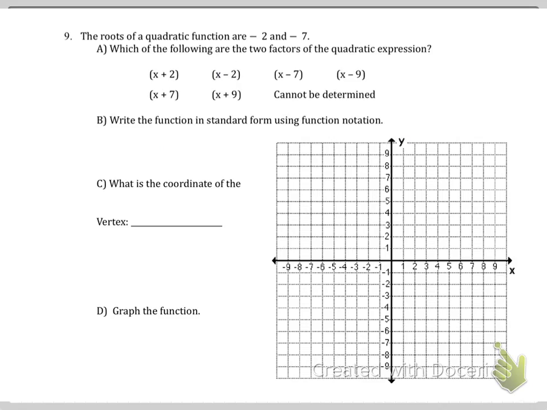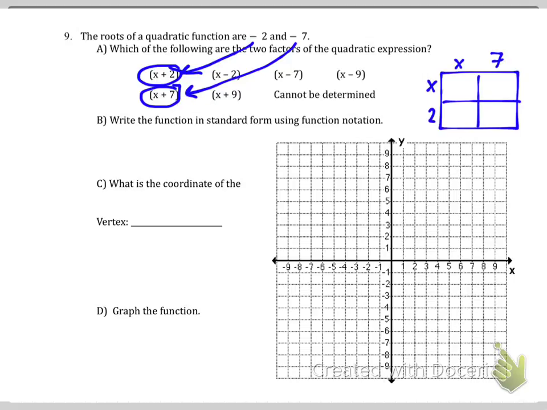Number 9. The roots of a quadratic function are -2 and -7. What are the two factors? Remember that if you have -2 as a root, x plus 2 is the factor. -7 is the root, x plus 7 is the factor. So in order to write the function in standard notation, you're going to multiply them out. And I did that right here in the Punnett square box for you. We'll combine 2x and 7x, the like terms, to get x squared plus 9x plus 14.